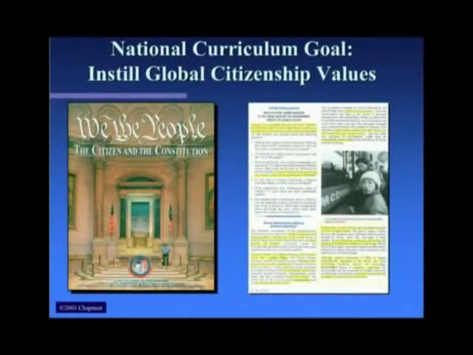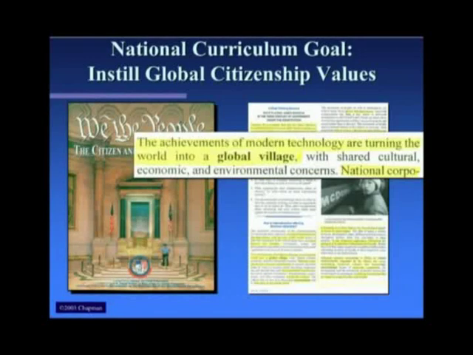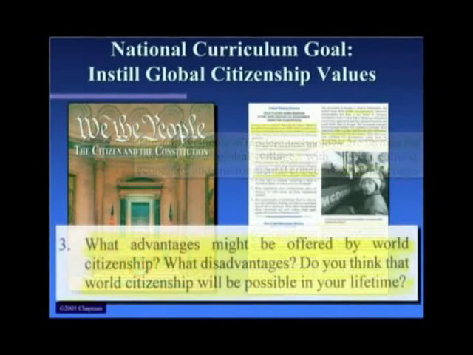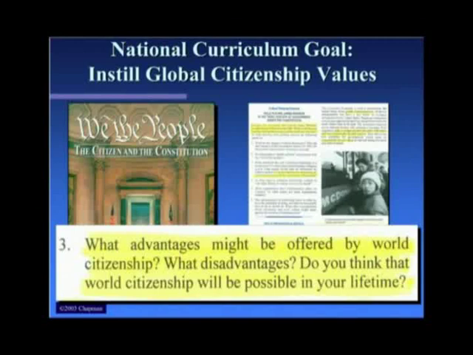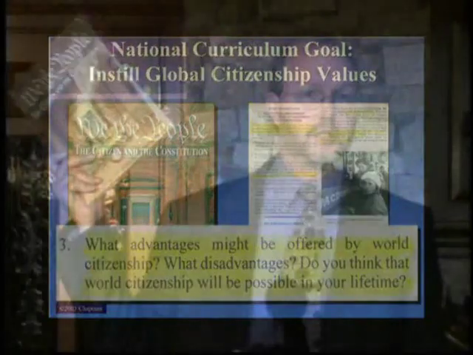Textbook goes on to tell you that we will be studying about the global village, and it ends by asking the question, what advantages might be offered by world citizenship? What disadvantages? Do you think that world citizenship will be possible in your lifetime? Folks, if you read this book, the answer is, oh yeah, I can't wait. That's what our kids are learning now.